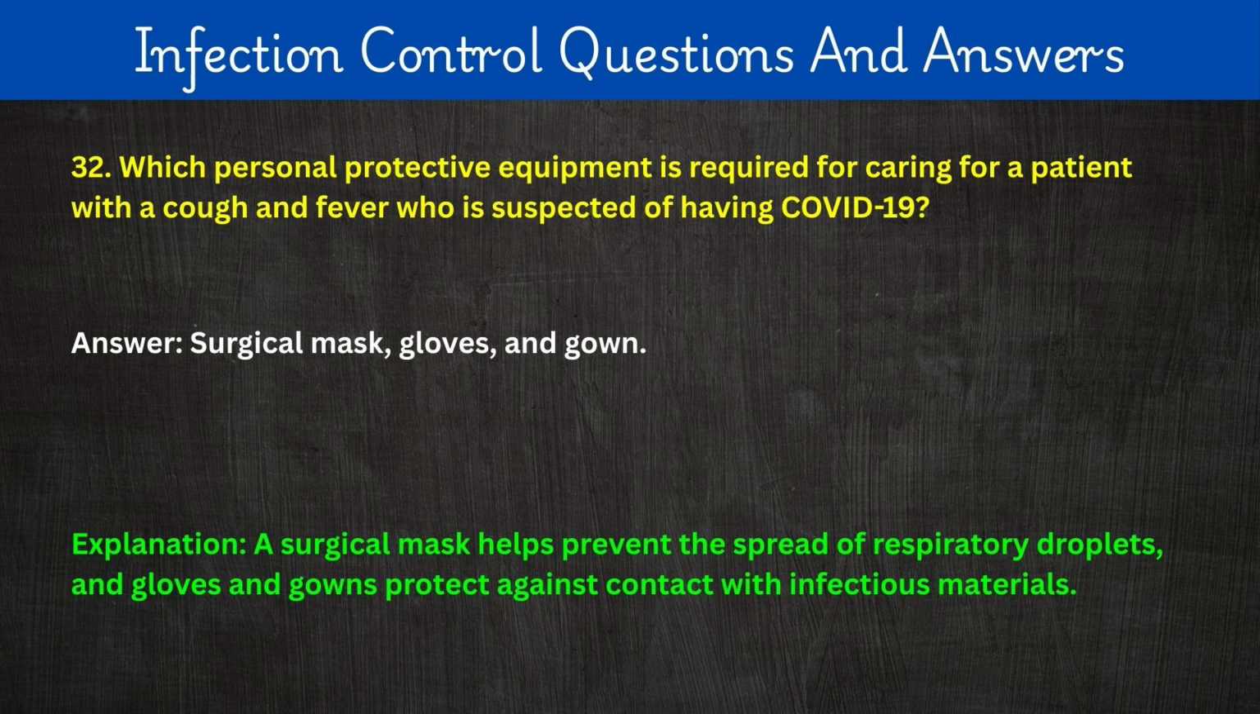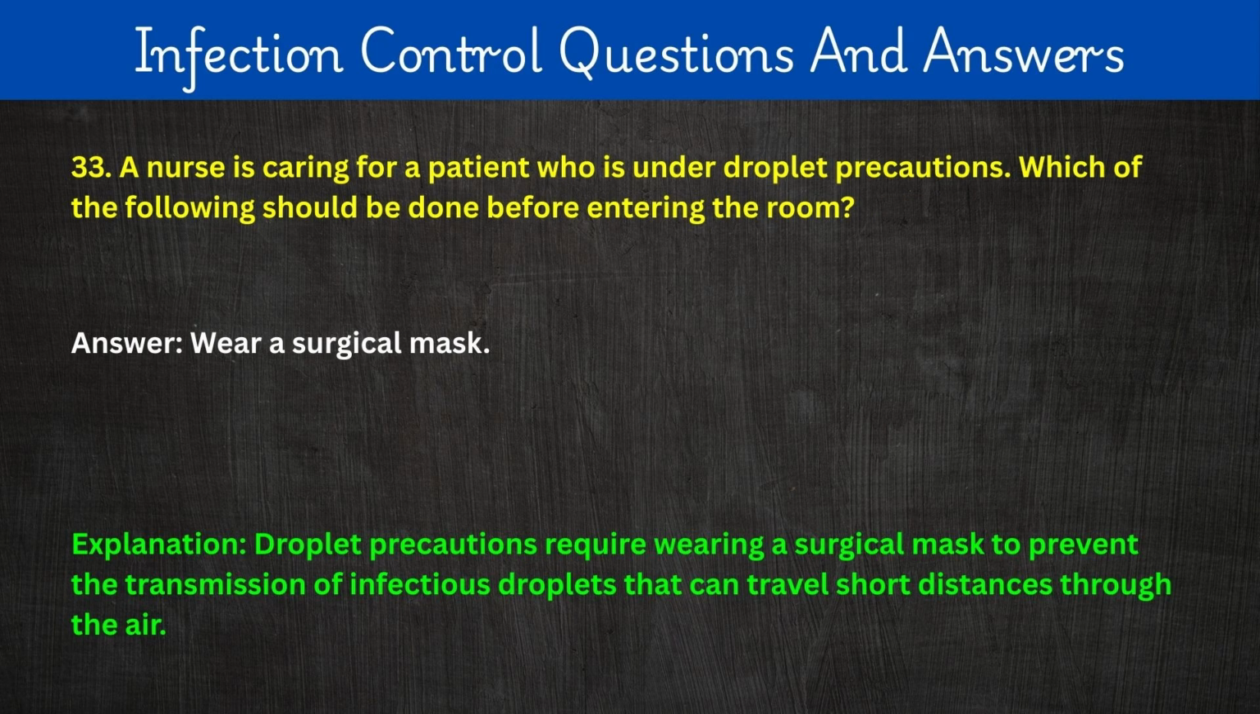32. Which personal protective equipment is required for caring for a patient with a cough and fever who is suspected of having COVID-19? Answer: Surgical mask, gloves, and gown. Explanation: A surgical mask helps prevent the spread of respiratory droplets, and gloves and gowns protect against contact with infectious materials. 33. A nurse is caring for a patient who is under droplet precautions.